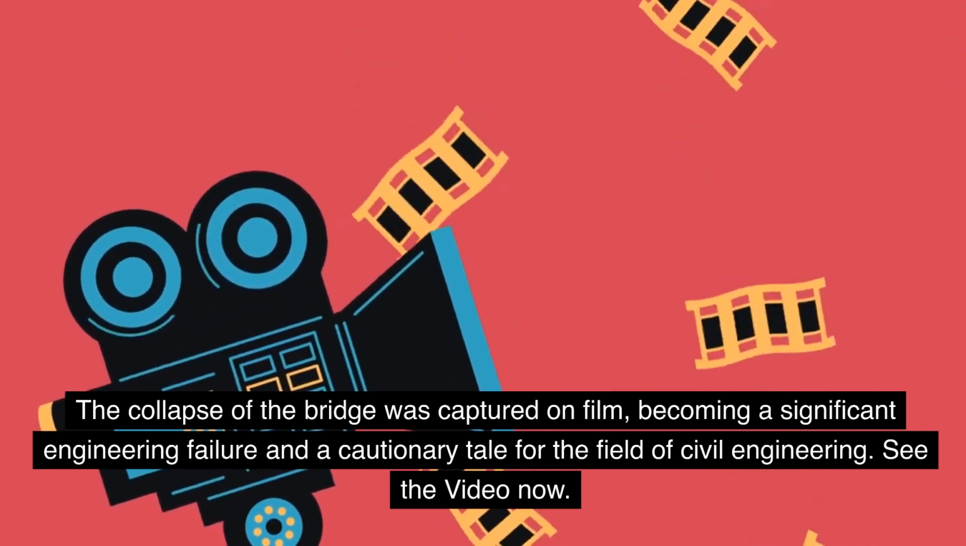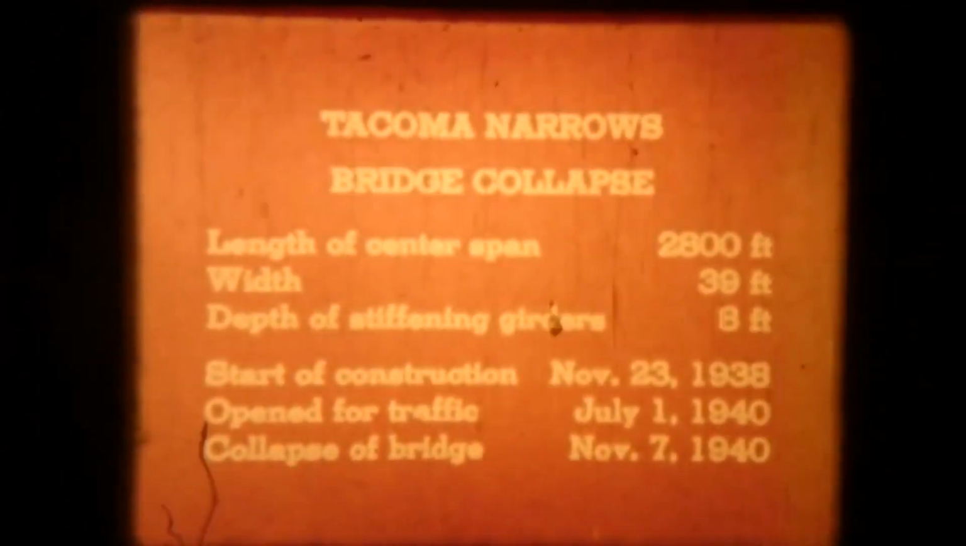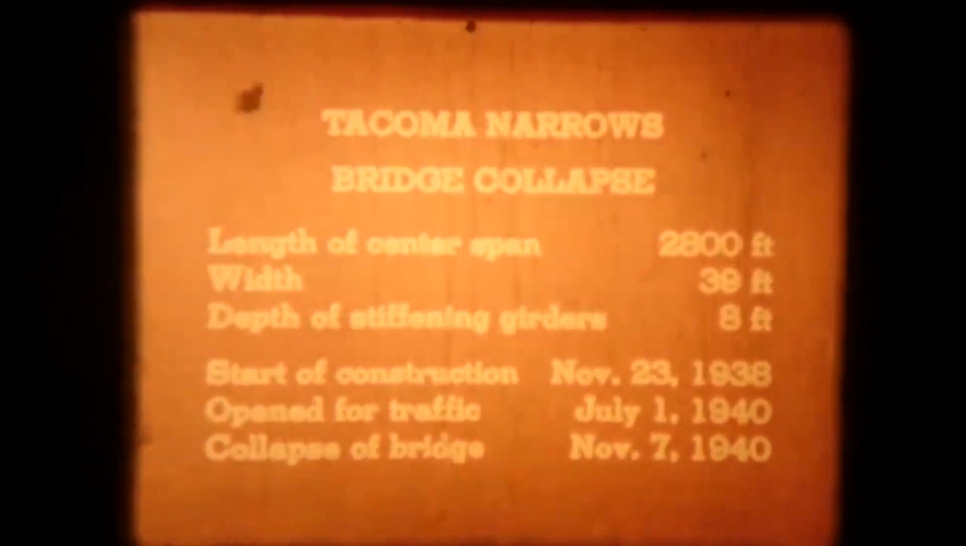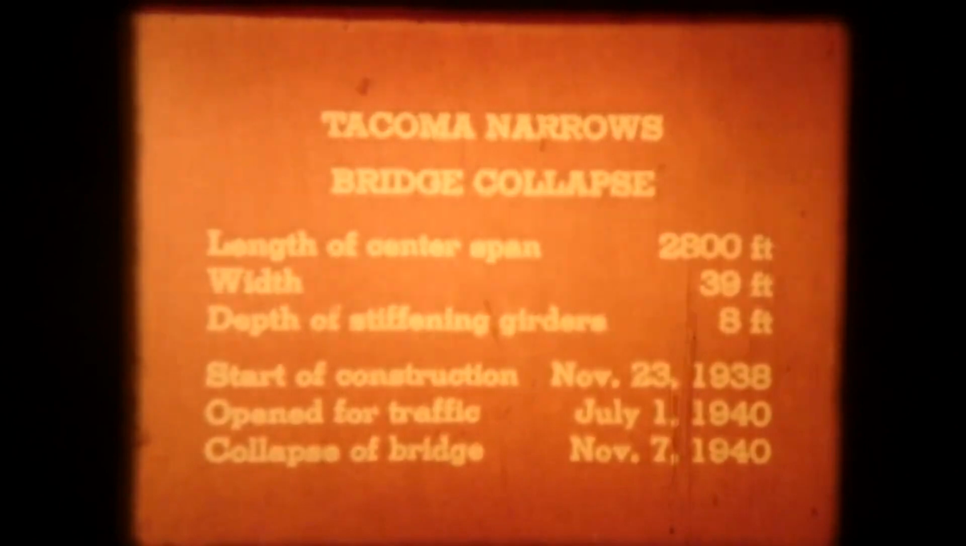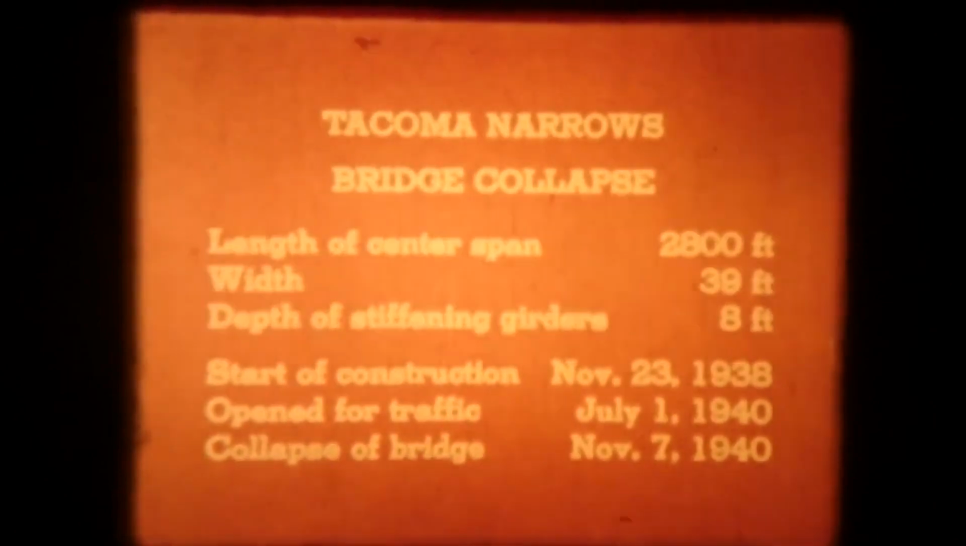See the video now. Tacoma Narrows Bridge Collapse. Length of center span, 2,800 feet. Width, 39 feet. Depth of stiffening girders, 8 feet. Start of construction, November 23, 1938. Opened for traffic on July 1, 1940. Collapse of the bridge on November 7, 1940.